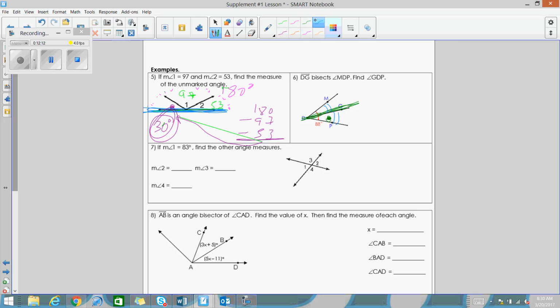Now, notice it gave this little arc here. It says the entire thing is 88 degrees. So if the entire angle is 88 and DG is an angle bisector, that means that this angle is 44 and this angle is 44 degrees. So the angle that we're looking for, angle GDP, equals 44 degrees.